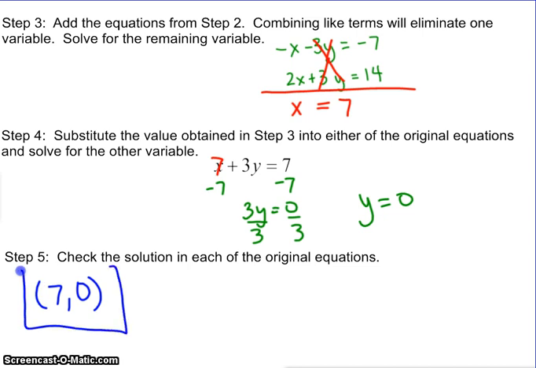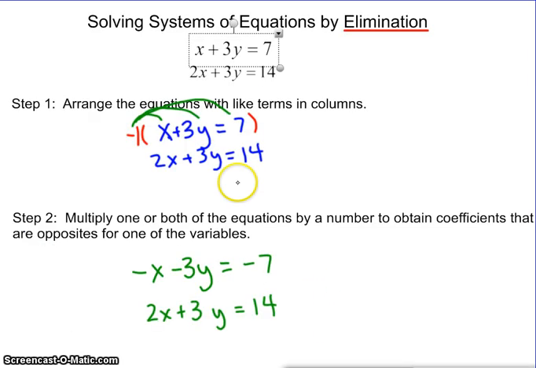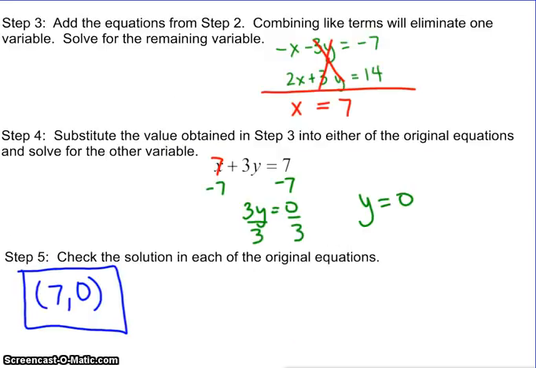It is a point. When two lines intersect like this, the point at which they meet is your answer. So your answer is not 7, your answer is not 0, your answer is 7, 0.